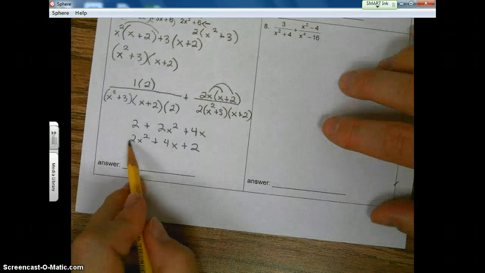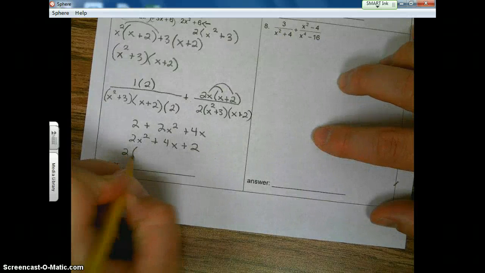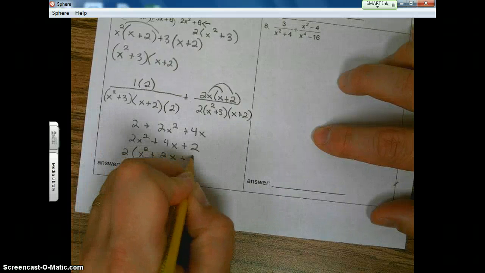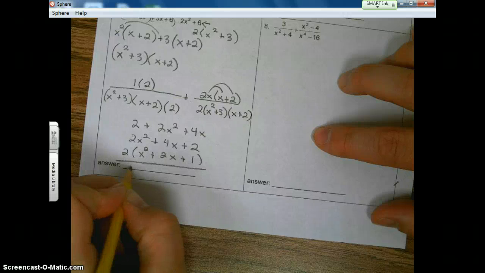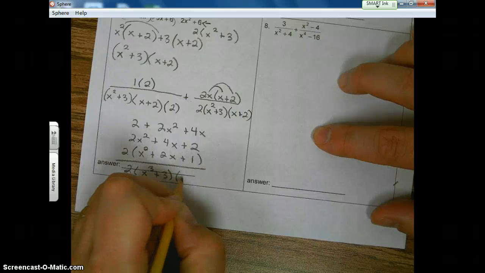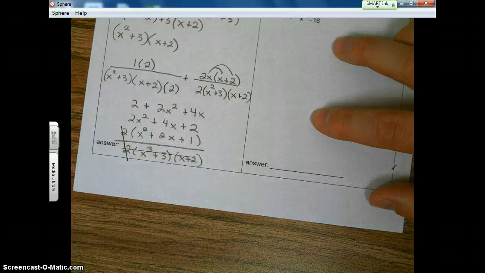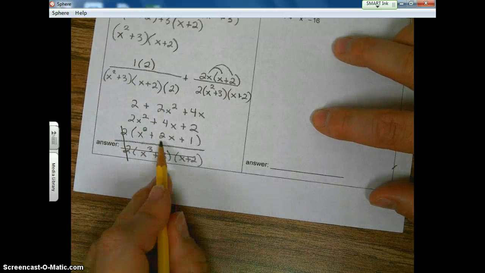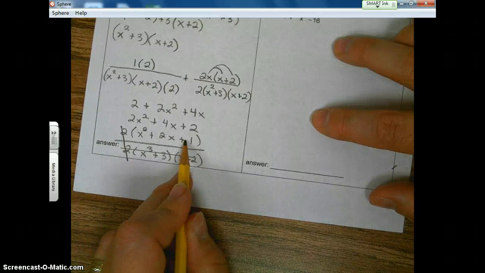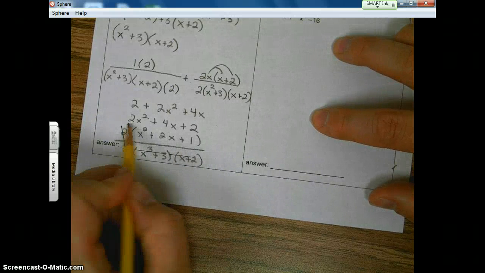Now you should be able to recognize that you could factor out a 2 out of the top. So factoring out a 2, 2 goes into 2 1 time. Over our common denominator. Okay, and then the 2's cancel. Now, we could try and factor this, which would be x plus 1 and x plus 1, but it would not cancel anything down here. So, we're going to go ahead and stop right there.